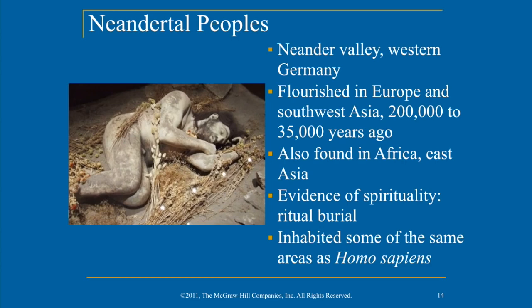We know the Neanderthal peoples inhabited the same areas as Homo sapiens. There was some interaction between them. They were smaller brained than the Homo sapiens, and that eventually will lead to some of their decline and extinction.